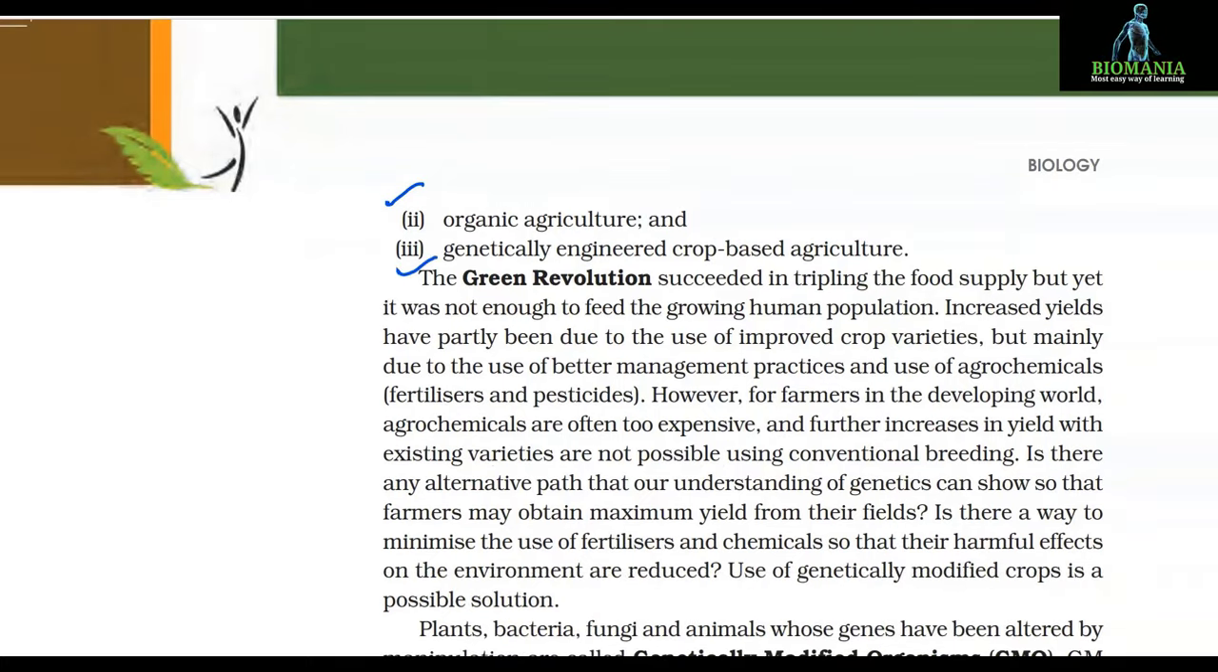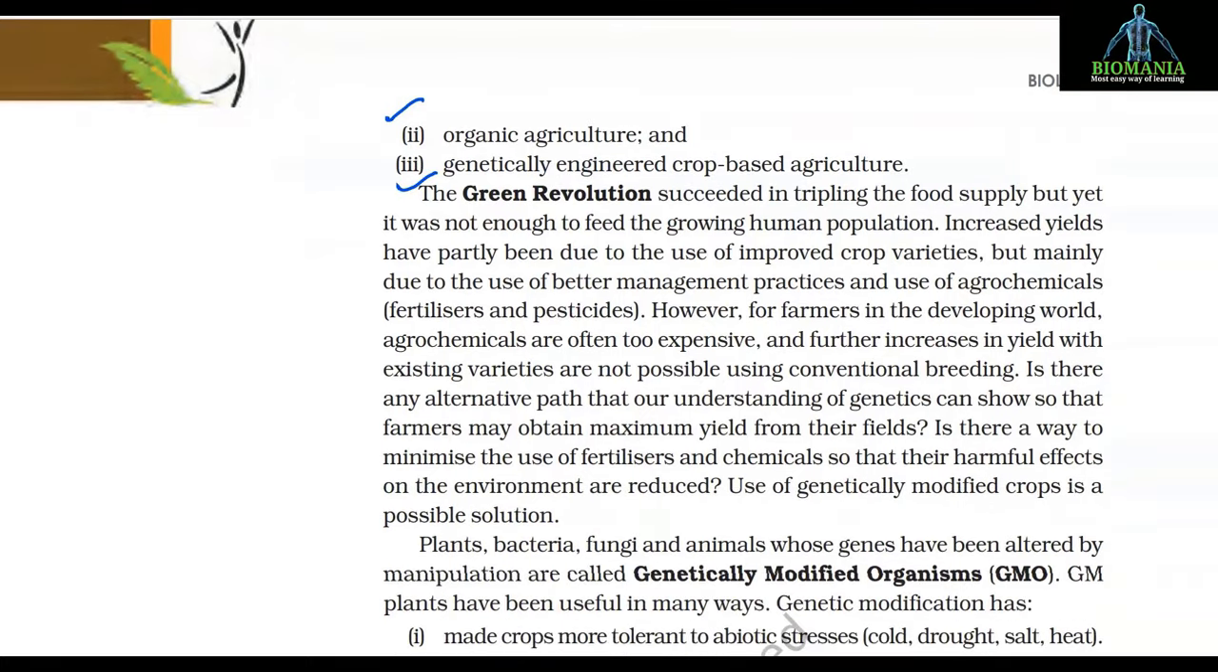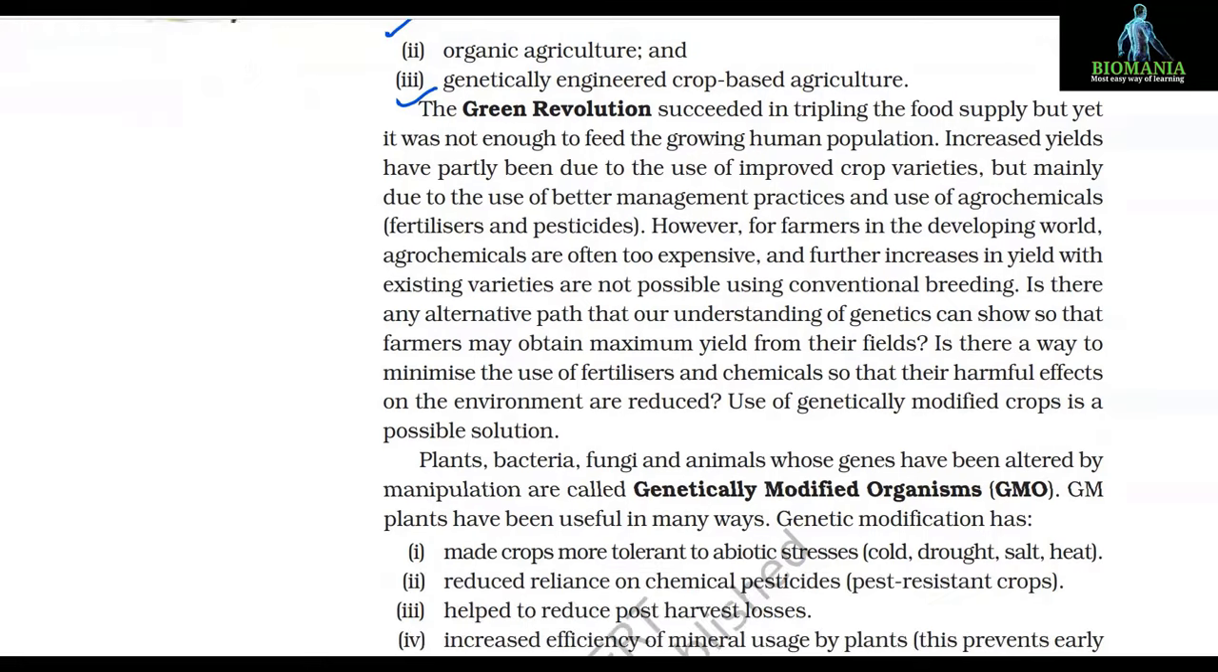The Green Revolution succeeded in tripling the food supply, but yet it was not enough to feed the growing human population. Increased yields have partially been due to the use of improved crop varieties, but mainly due to use of better management practices and use of agrochemicals like fertilizers and pesticides. However, for farmers in the developing world, agrochemicals are often too expensive, and further increases in yield with existing varieties are not possible using conventional breeding.